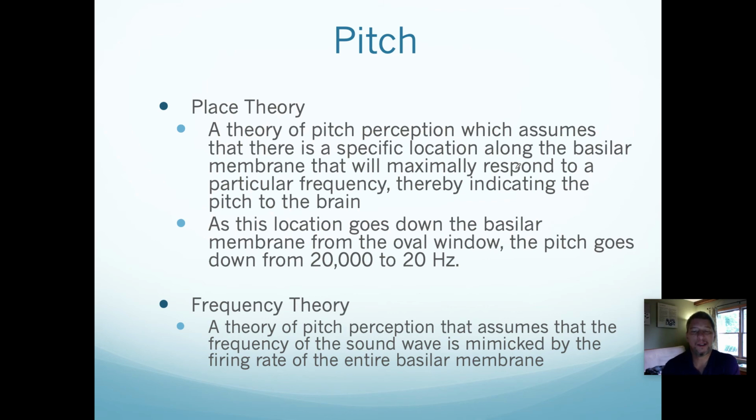As this location goes down the basilar membrane from the oval window, the pitch goes down from 20,000 hertz. Hertz are just a unit of sound, or I'm sorry, a unit of frequency, down to 20 hertz. All right. And I think now that I'm looking at this, I think I said that backwards when I drew the picture of the cochlea and stretched it out. All right. The high frequency sounds are heard, or perceived, sensed, at the top of the cochlea, in the beginning of the cochlea, whereas the deepest, lowest pitched sounds are found way at the very tip top, the end of the cochlea.